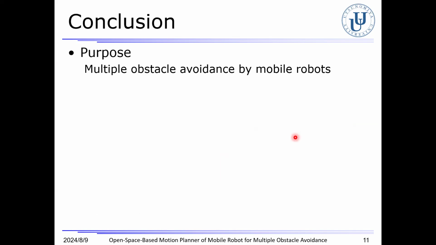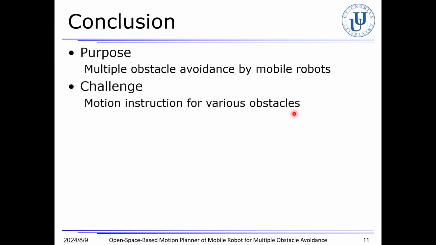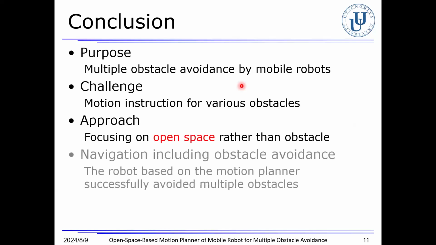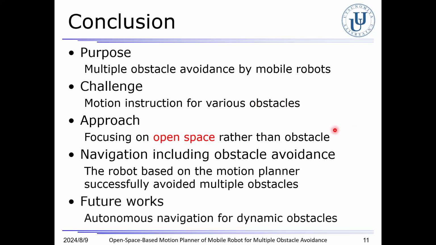Okay, let us conclude this presentation. The purpose of this work is multiple obstacle avoidance by mobile robot. However, the motion instruction cost increases with the number of obstacles in a framework of imitation learning. For this challenge, we focus on open space. The robot, based on the motion planner, successfully avoided multiple obstacles. In future work, we will focus on autonomous navigation in more dynamic environments with pedestrians.